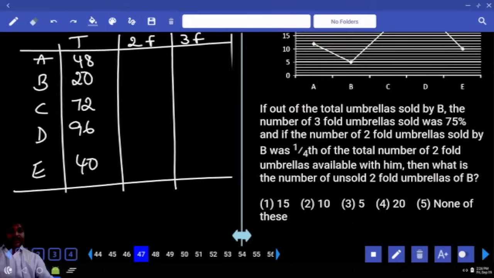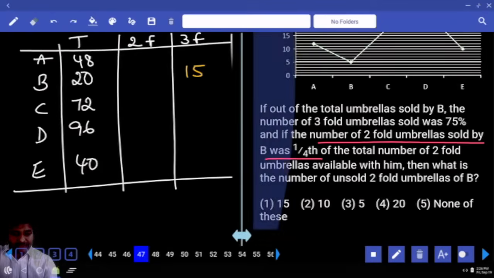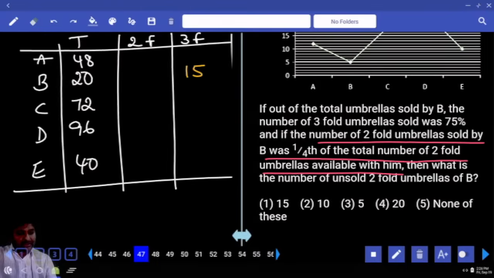If out of total umbrellas sold by B, the number of 3-fold umbrellas sold was 75%, 3/4, which is equal to 15. If the number of 2-fold umbrellas sold by B was 1/4 of the number of 2-fold umbrellas available with him, then what is the number of unsold two-fold umbrellas by B? See, total sold umbrellas are 20, three-fold are 15, then two-fold are 5.